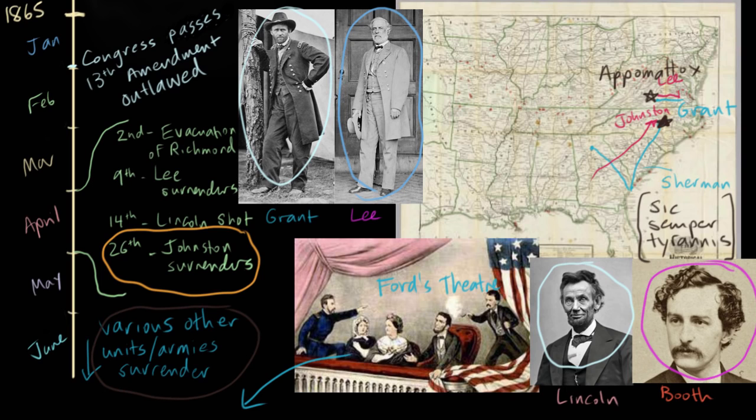Interesting fact, the last Confederate unit to surrender actually surrendered in November of 1865 in Liverpool, England. This was a Confederate ship that had been sailing around, and when they finally came into port, they officially surrendered.